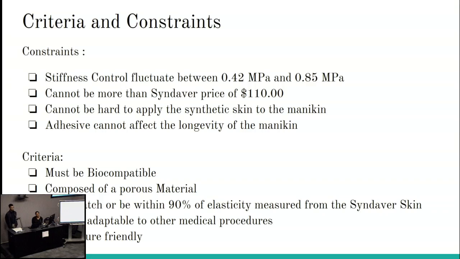The criteria are that it must be biocompatible. It has to be composed of a porous material so that it can be as realistic as possible. It must match or be within 90% of the elasticity measured from the cadaver skin once we get that in. It must be adaptable to other medical procedures. And we still have it as cell culture friendly.